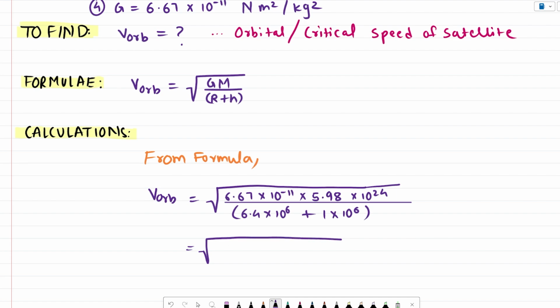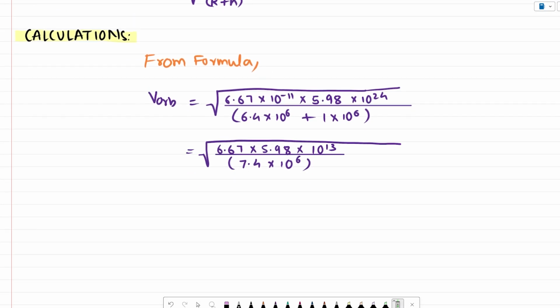So first let us add the denominator and also get rid of the 10 raised to terms in the numerator. So we get 6.67 into 5.98 and 10 raised to minus 11 into 10 raised to 24. So using the laws of indices, we get 10 raised to 13. And this term gets divided by the summation 6.4 into 10 raised to 6 plus 1 into 10 raised to 6, which gets us 7.4 into 10 raised to 6 as well. One more thing we can do, we can divide 10 raised to 13 by 10 raised to 6. So if we do that, we have a simplified version of our expression, that is 6.67 into 5.98, and 10 raised to 13 divided by 10 raised to 6 is 10 raised to 7, and this term divided by 7.4.